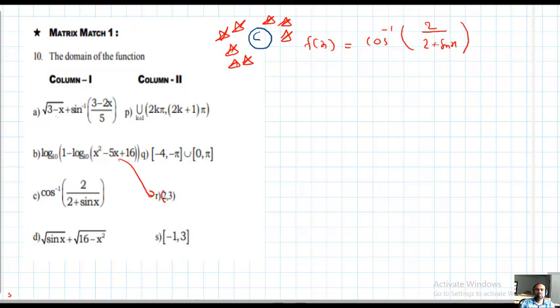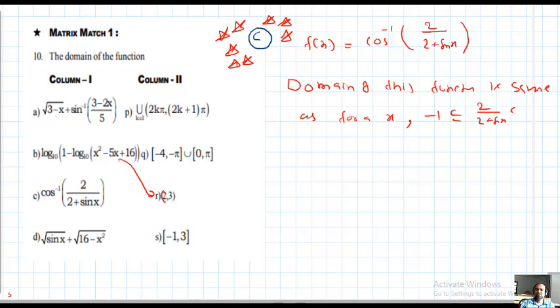Okay, the domain of this function is same as -1 less than or equal to 2 by (2 plus sin x) less than or equal to 1. Such x we should find now. What we will get? That is the domain of the given problem.